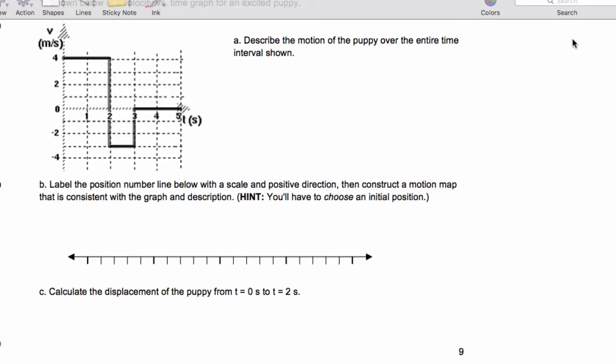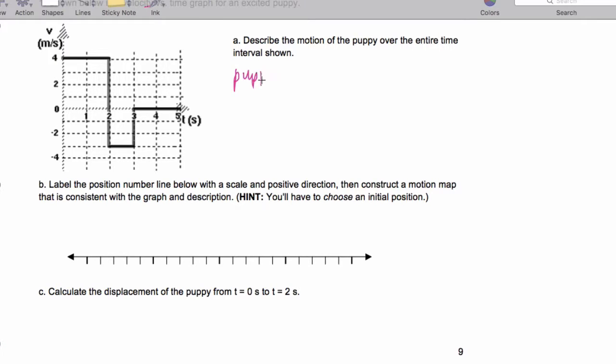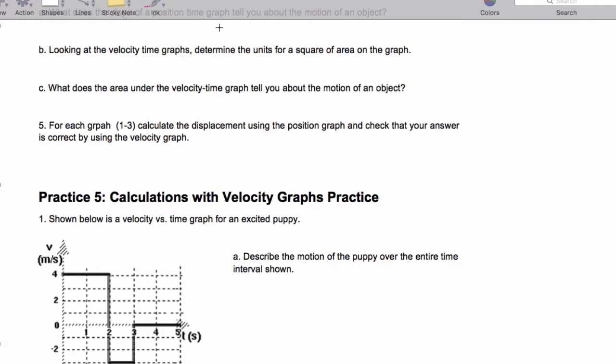All right, for the second part of this homework, we're going to finish up the whole thing. It says, describe the motion of the puppy over the whole time interval shown. So the puppy moves forward. Oh, it's bad writing. Whoops.